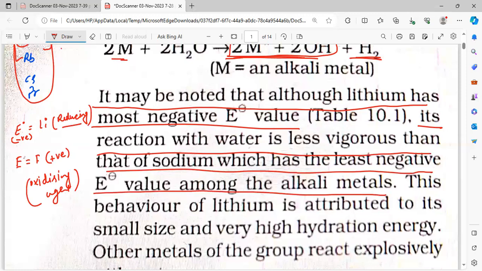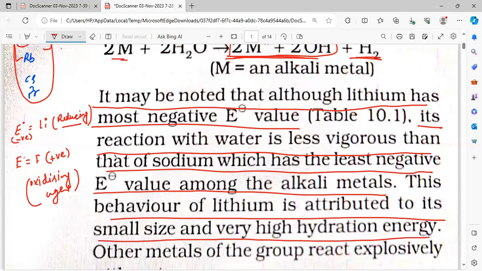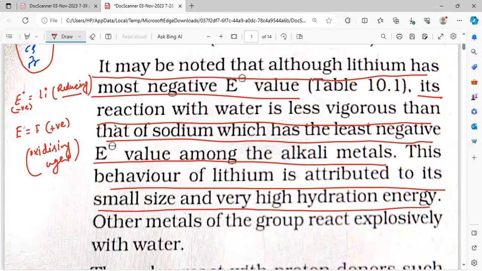This behavior of lithium is attributed to its small size and very high hydration enthalpy. Now the point here you need to understand: although lithium has the most negative value, its reaction with water is less vigorous, not that vigorous compared to sodium, which has the least negative value among the alkali metals. What is the reason here? This behavior of lithium is attributed to its small size and very high hydration enthalpy.